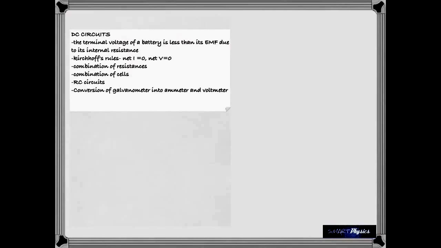Kirchhoff's rules, there are two. Junction rule, the net current through a junction is 0. And then the loop rule, the net potential difference through a loop is 0. Resistances can be combined in series and in parallel. But remember that the formulas are exactly opposite to that for capacitors. Cells can be combined. Remember that when two cells are combined in parallel, both of them should have the same EMF.